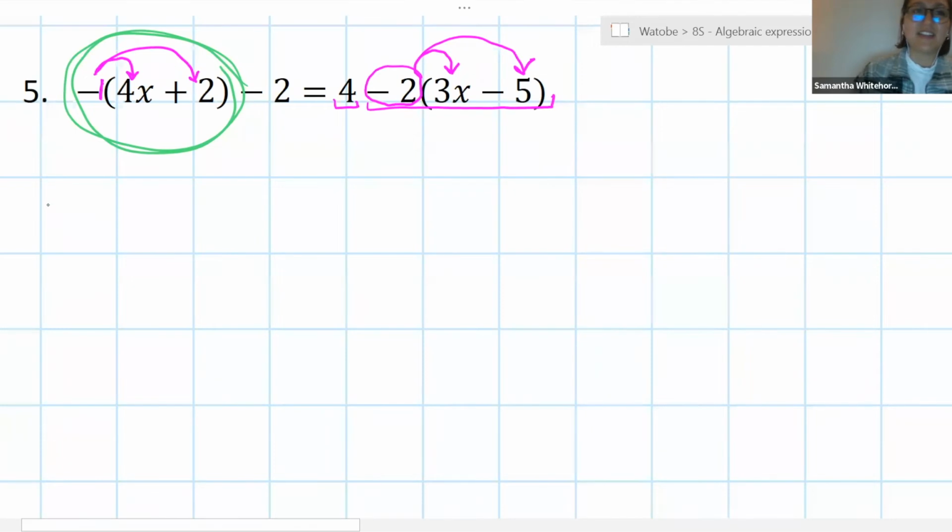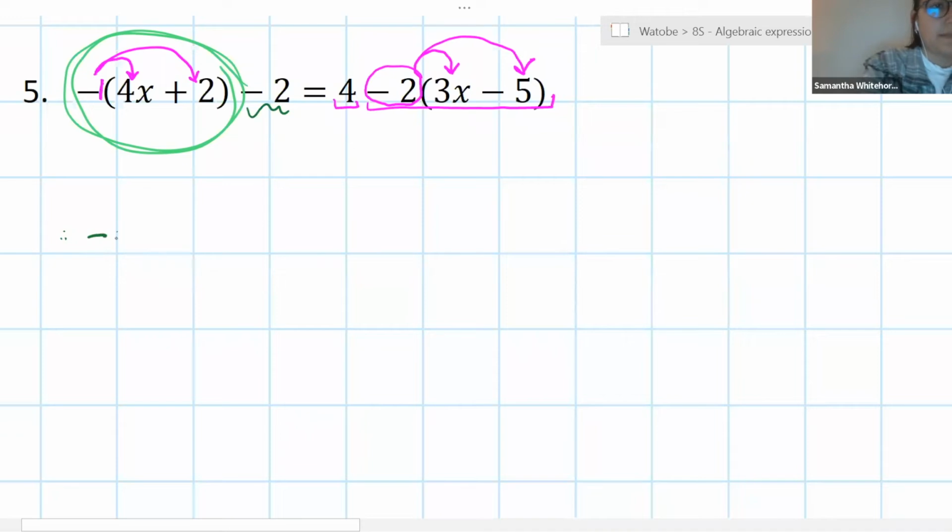Okay, guys, so let's have a look. If we've got a -1 times 4x, we end up with -4x. And then we've got -1 times +2, which is a -2. Then I've still got this -2 on the end there. I can deal with that in a second. I'm sorry, that's just going to upset me how ugly I've written all of that.